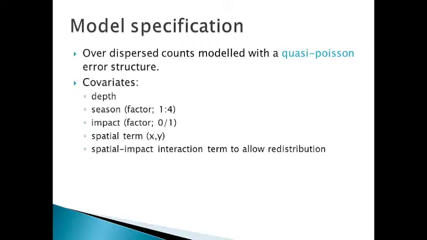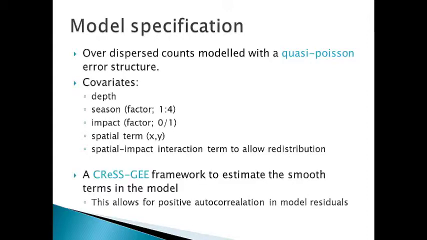We use what's called a CReSS-GEE framework to estimate the smooth terms in the model. And this allows for positive autocorrelation in our residuals. As you move along your transect, your data is correlated through time. So we need to allow for that. The CReSS part of this allows for our smooth terms, and we also have a spatially adaptive side to this as well, which allows a change in flexibility across our surface.